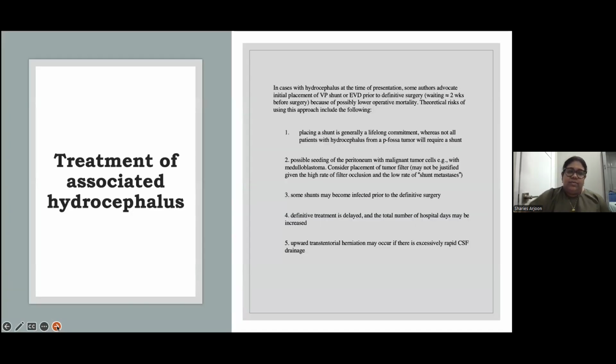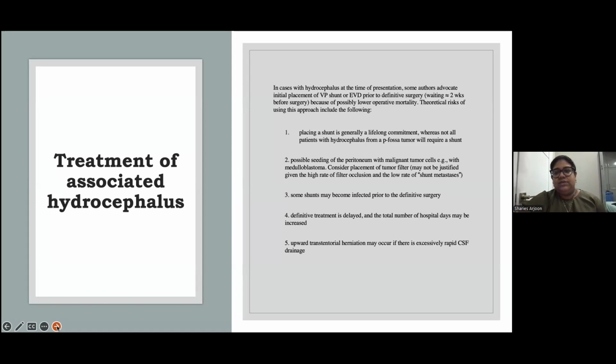So, treatment of the associated hydrocephalus. In cases with hydrocephalus at the time of presentation, some authors advocate initial placement of a VP shunt or an EVD prior to definitive surgery, that is, waiting approximately 2 weeks before surgery, because of the possibility of lowering operative mortality.